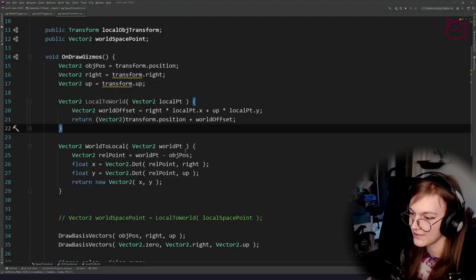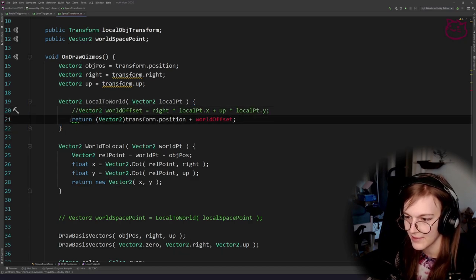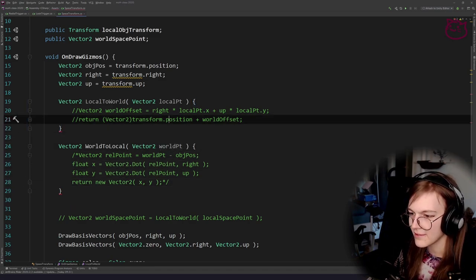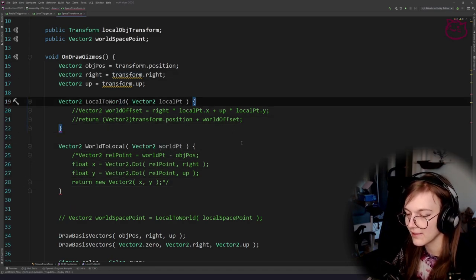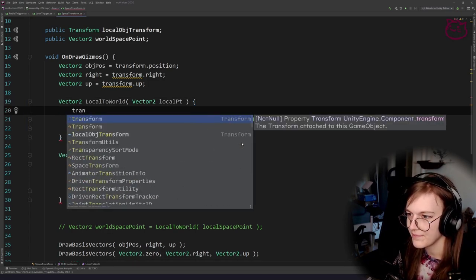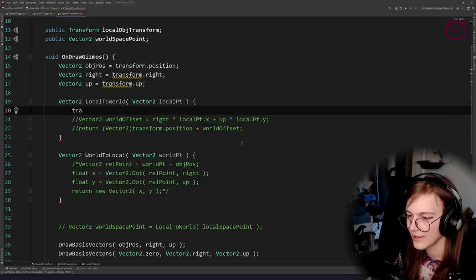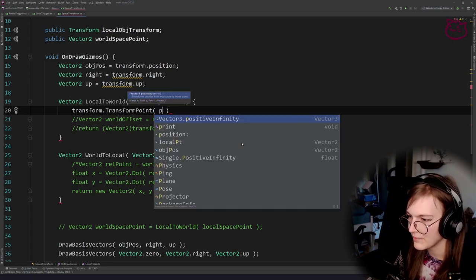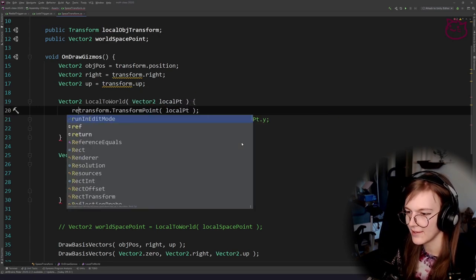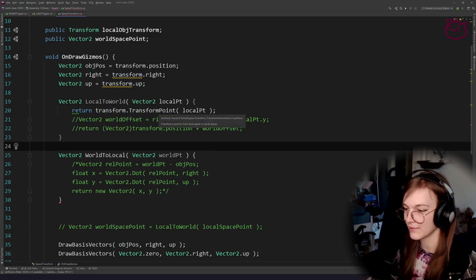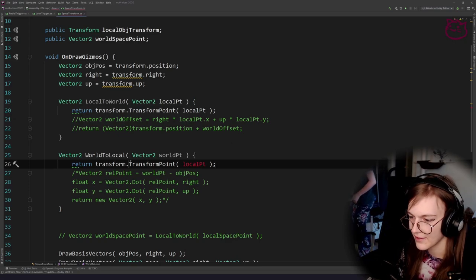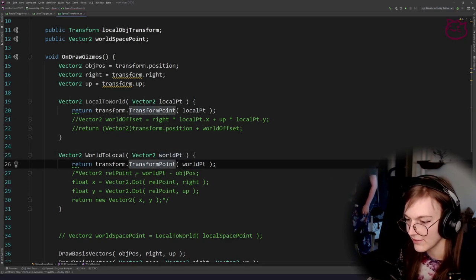So if we were to replace our code with that, we can comment this out. There we go. So our local to world, instead of doing it manually, we would do transform dot transform point, and then we pass a local point into that. So this is essentially a local to world. And then the world to local, like I mentioned before, is sort of the same thing, it's just called inverse transform point.